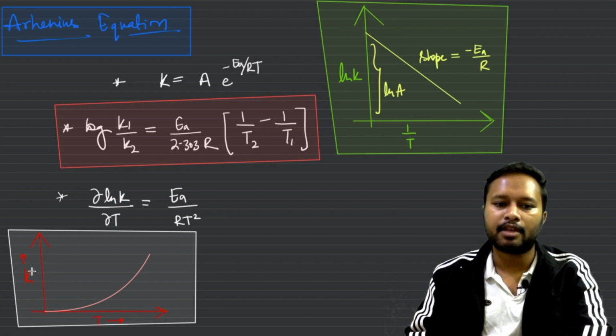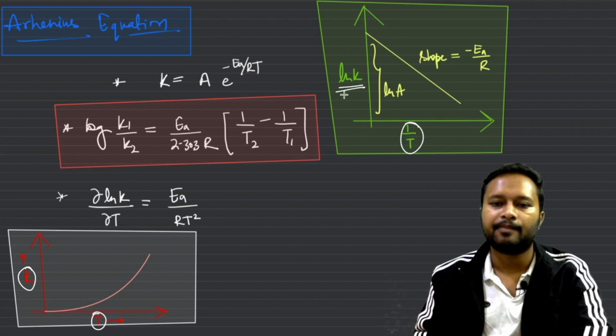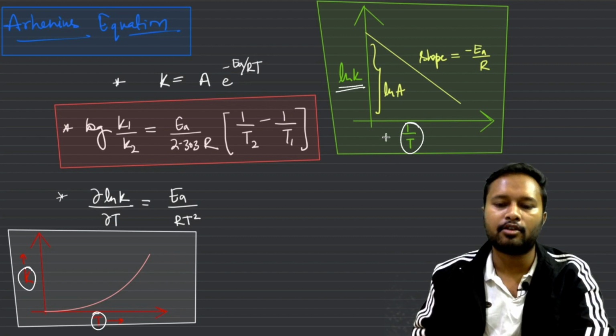Now the graphs. One of them is where you plot K versus T. That is directly from your Arrhenius equation, so it will show an exponential rise kind of curve. The other is where you plot ln K versus 1 upon T. In that case you get a slope of minus EA upon R, and the intercept is ln A.